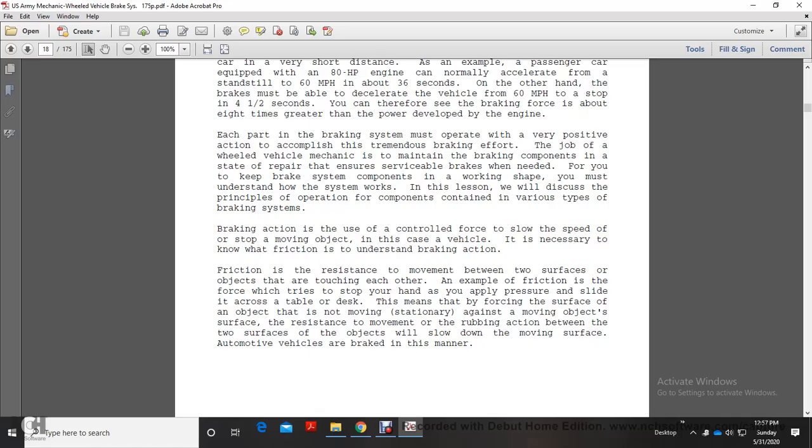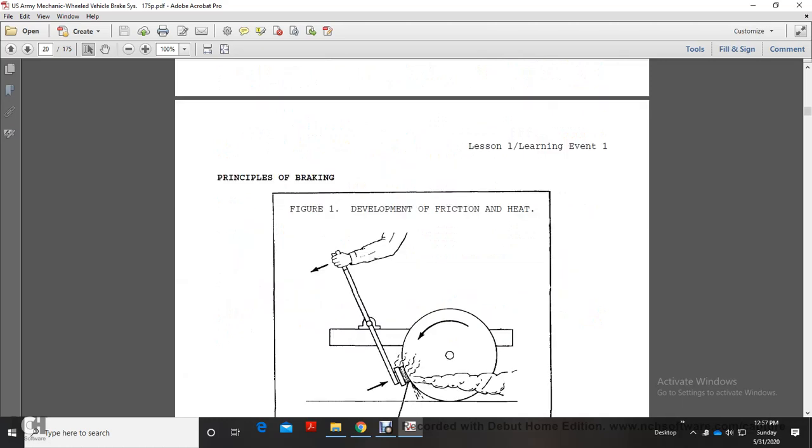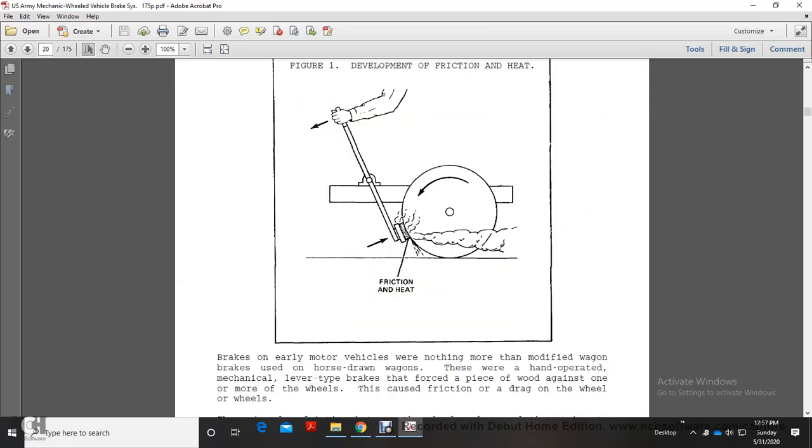The resistance to movement from the rubbing action between the two surfaces is slowing down the moving surface. Automotive vehicles are braked in this manner. Figure 1 shows the development of friction and heat. Brakes on early motor vehicles were nothing more than modified brakes from horse-drawn wagons.